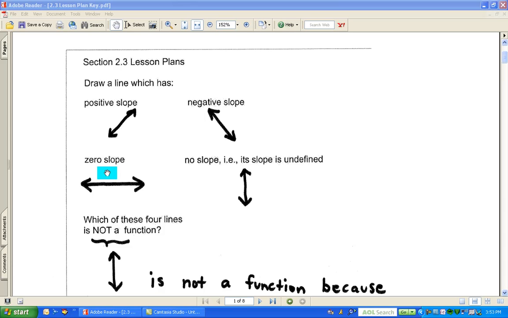You got it? Now, a vertical line is completely different. A vertical line has no slope. Its slope doesn't even exist. That's why we say there is none. We sometimes say it's undefined.